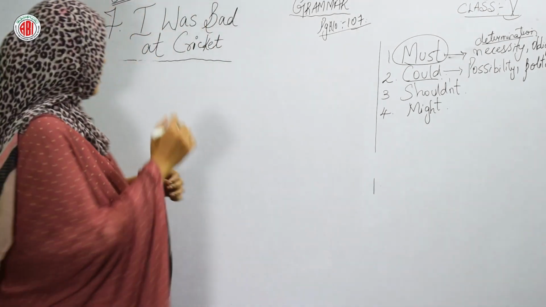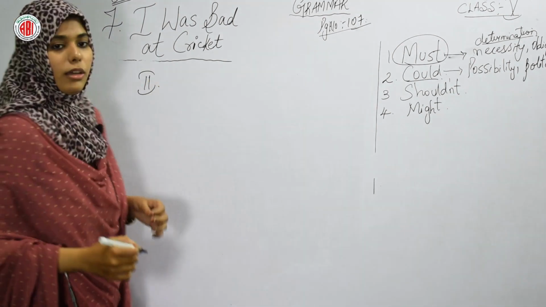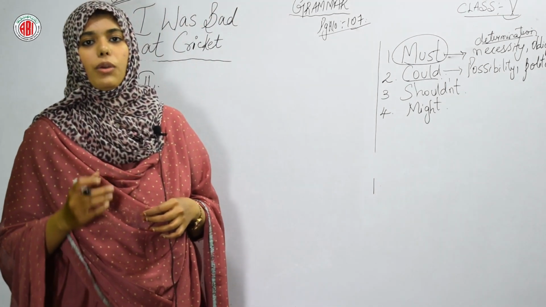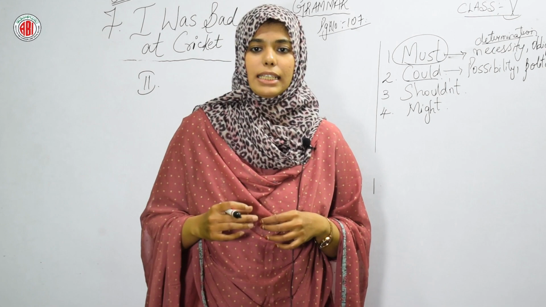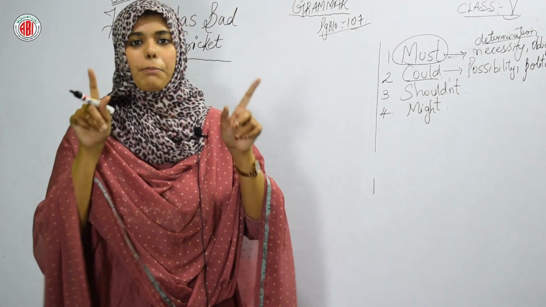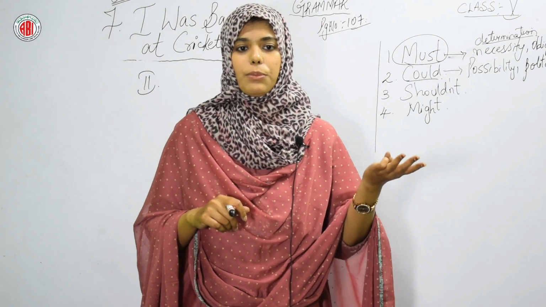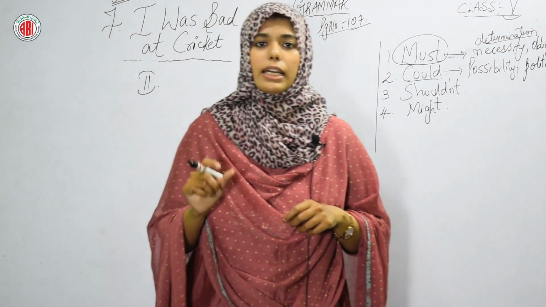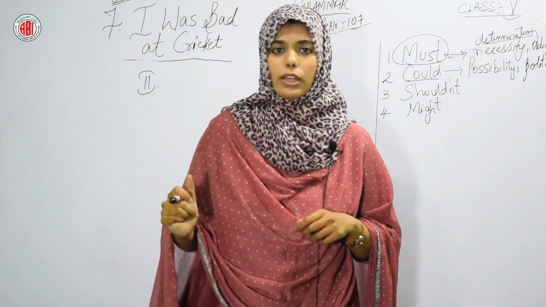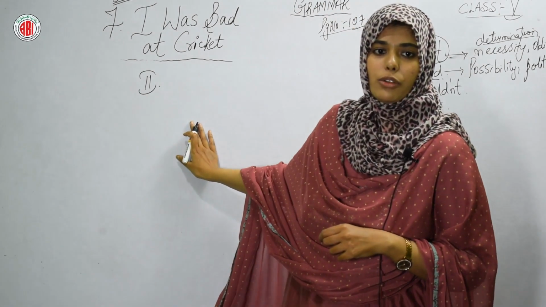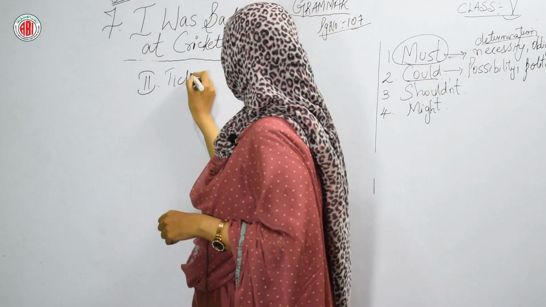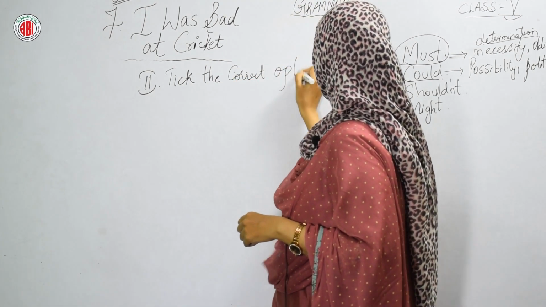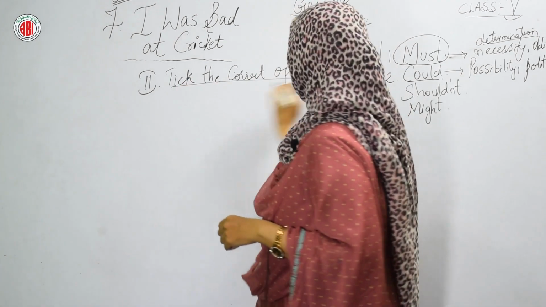Let's move to the next bit, the second one. What does each of the following sentences mean? What is each sentence telling us about? We have to read it and tick the correct option given in the brackets. In the brackets three options are given. We have to tick the correct option for that particular statement. So the heading I am going to write is: tick the correct option. This activity is also related to the modals.